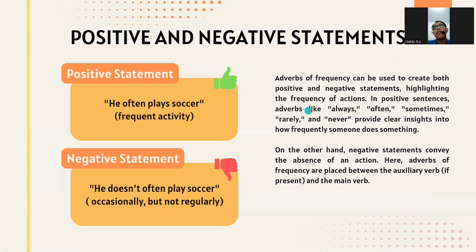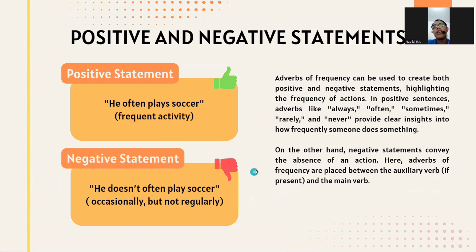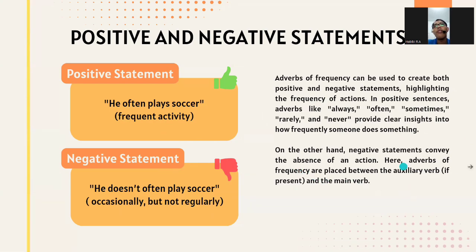So the example of a positive statement here: he often plays soccer. This indicates he plays soccer frequently, which means it's a frequent activity. And the negative statement: he doesn't often play soccer, occasionally but not regularly. While he doesn't play often, that doesn't mean he doesn't play at all. It's just that maybe he rarely plays. Well, not often, but maybe rarely. Yeah, something like that.